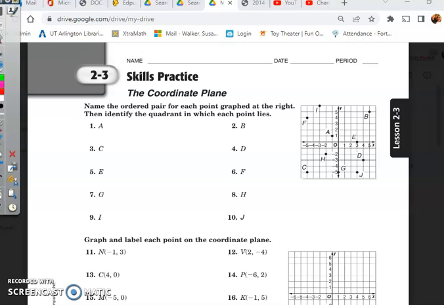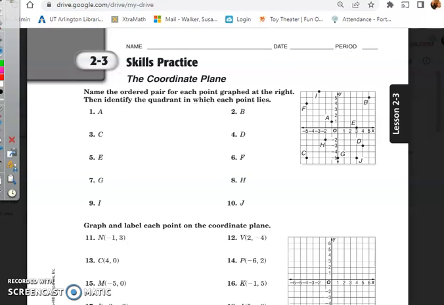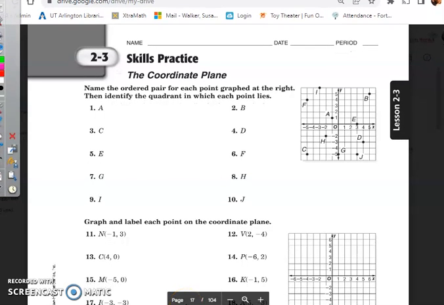Hey guys, we are going to work on the coordinate plane. So we started this yesterday. I'm giving you a new paper so that you can do this one today and then finish up the other one alone. I'm not going to do all of the problems. I'm just going to do some.